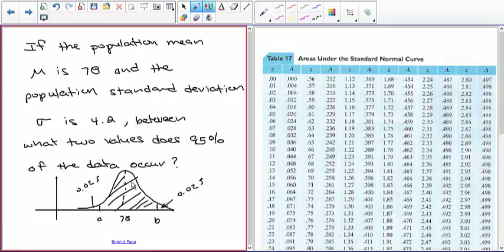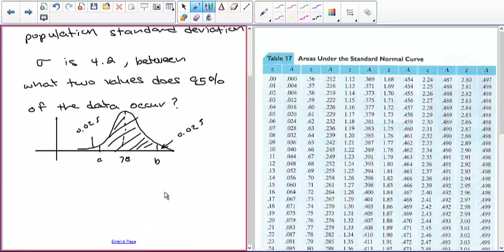Okay, so what we're going to do is use the area. Instead of using the z-score to get the area, we're going to use the area to get the z-score. And then once we have the z-score, we can back out what A and B are. That's the plan. In your assignment for the chapter problem, you were given the numbers and you calculated the area. In this case, we're given the area and we're going to calculate the numbers.